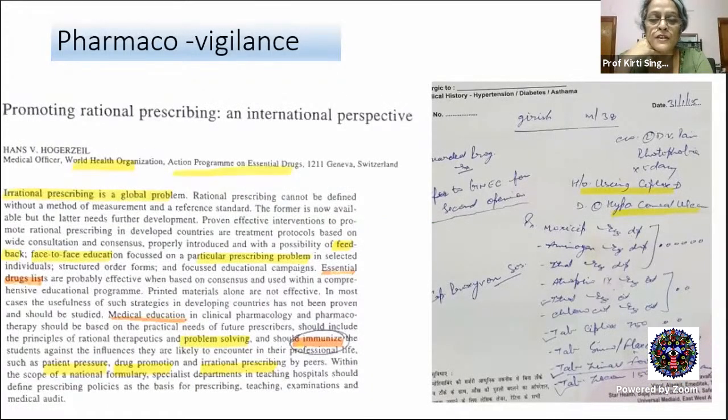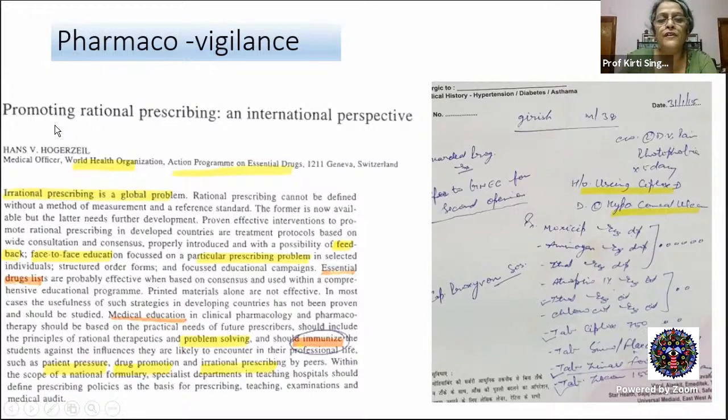So this pharmacovigilance is important. And the other thing is, look at this prescription. And I have many such prescriptions. This is one of them. There are so many medications involved in this, and this patient has been again using steroids. There is another reason for using too many drugs.